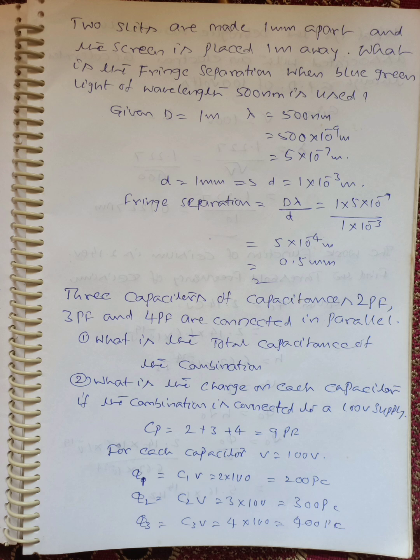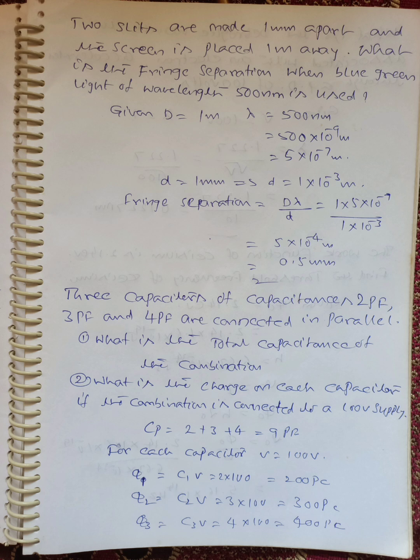On substituting the given values in the formula, we get 5 into 10 power minus 4 meters, that is equal to 0.5 millimeters. 3 capacitors of capacitances 2 picofarads, 3 picofarads and 4 picofarads are connected in parallel. What is the total capacitance of the combination? What is the charge on each capacitor if the combination is connected to a 100 volt supply? According to the formula of capacitors connected in parallel, Cp is equal to C1 plus C2 plus C3, that is equal to 2 plus 3 plus 4, 9 picofarads.